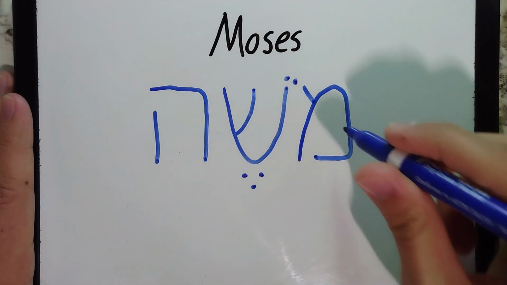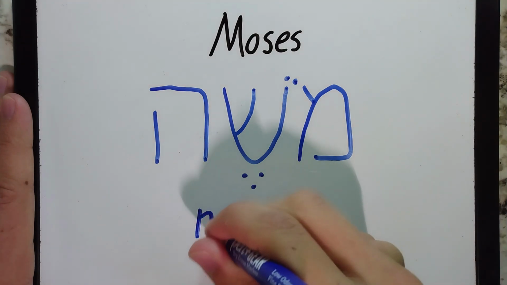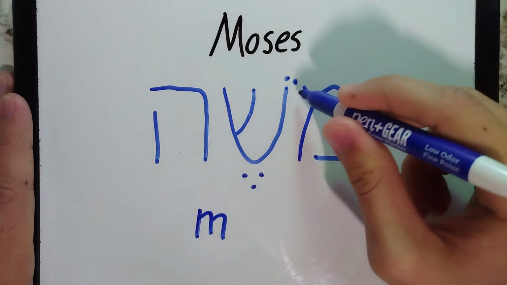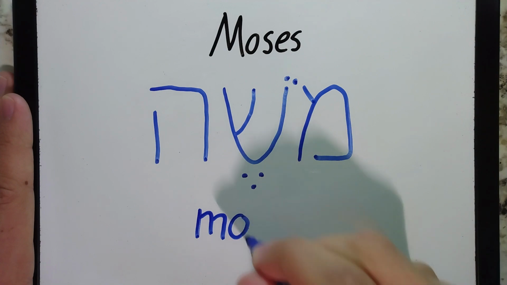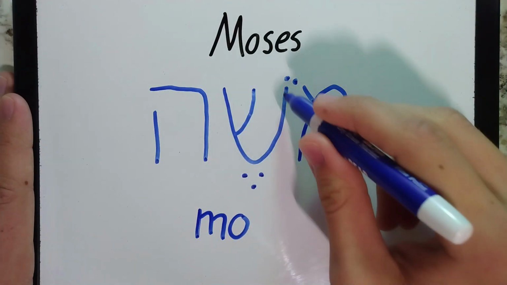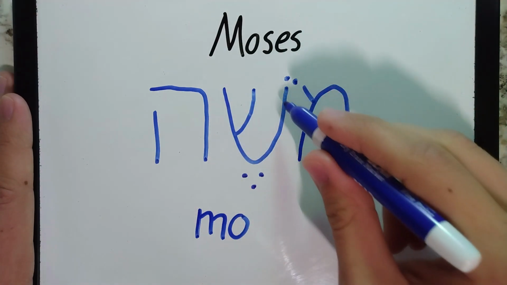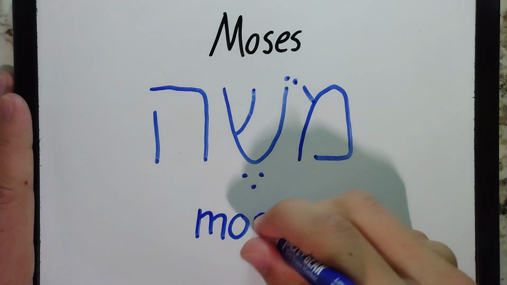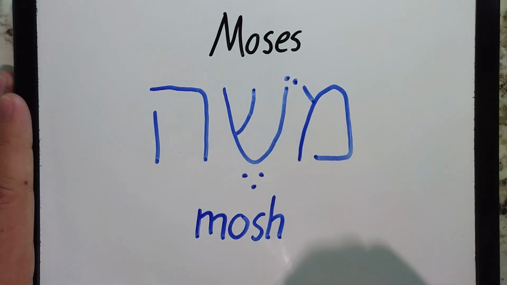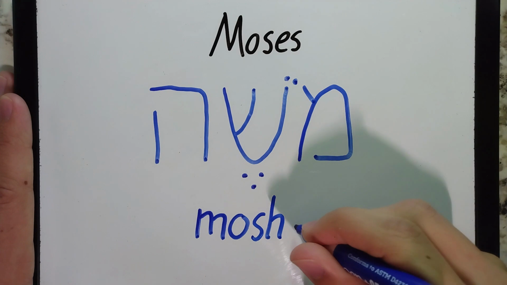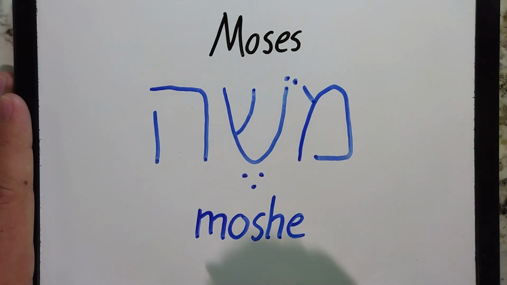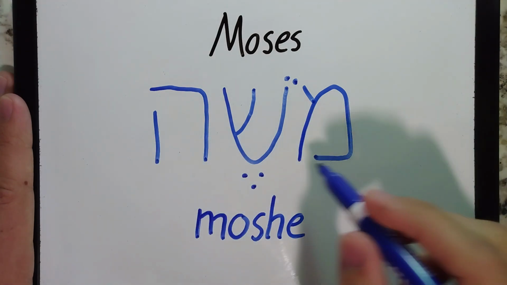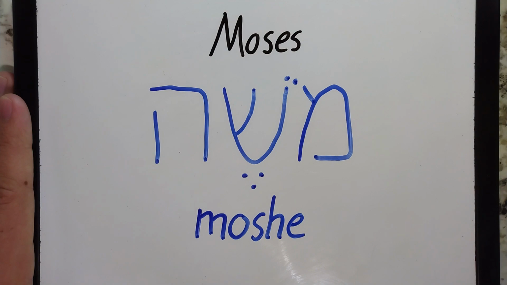Another word with a cholam haser and a letter shin is the name Moses in Hebrew. This word starts with a letter mem, which makes the m sound, and on the mem is a cholam haser, which says o. Next we have this letter with a dot on the top right, which means this letter is a shin and says sh. And under the shin is a segol, which says eh, and the word ends with a silent hey, showing you that this word ends in a vowel sound. Moshe. Moshe is the Hebrew name for Moses.